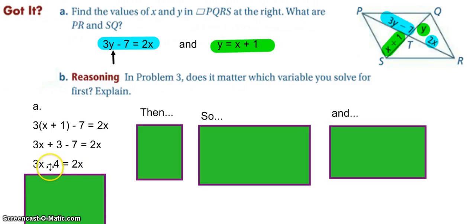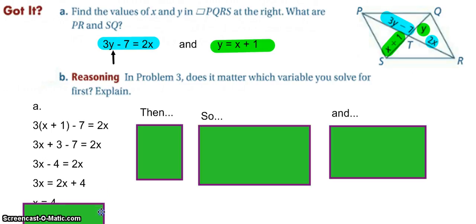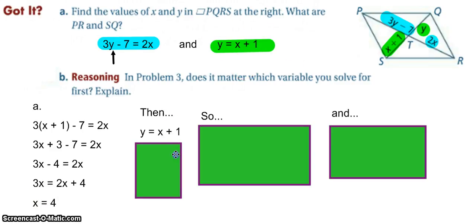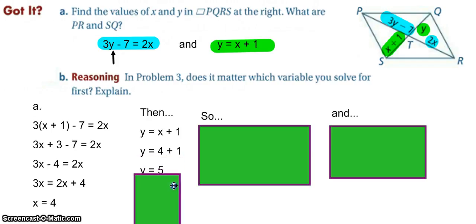So I want to bring my 4 over here to make it positive, and then if I subtract 2x, I'll still have a positive x value. So I first add 4 to both sides, then I subtract my 2x, which gives me that the x value is 4. Now that I have the x value, I can plug it into this equation for the y value and say y is going to be x plus 1. So I substitute in the 4 and find out that y is actually 5.